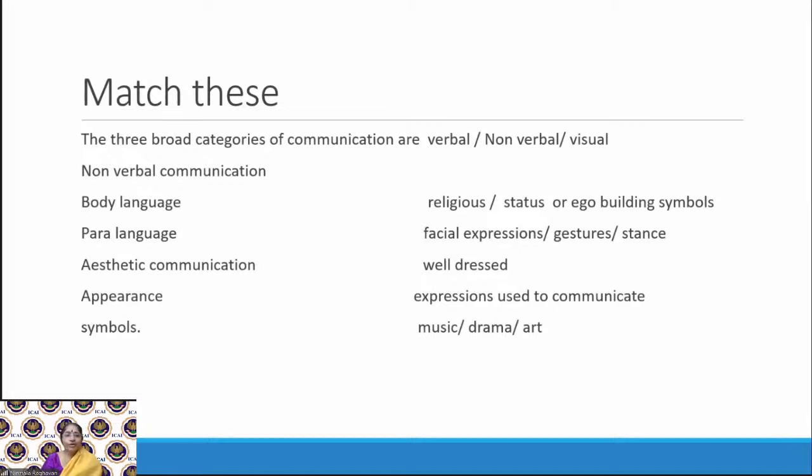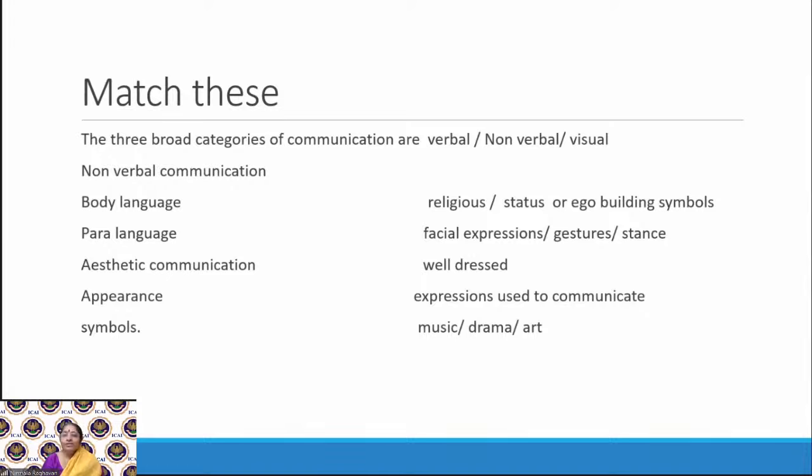Now, non-verbal communication. So what are the three broad categories? The first one is B. Okay, I'm just going to call out from what is here. Facial expressions, gestures, and stance will be non-verbal. Symbols will be religious, status, or ego-building symbols. Body language is facial expressions, gestures, or stance. Paralanguage is expressions used to communicate. Aesthetic communication is music, drama, art.